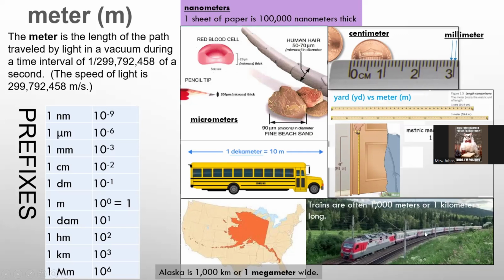A train is a long train. You wait at the train crossing and you have to wait several minutes for the train to go all the way across, so the little levers are raised up and you can cross. So trains are often 1,000 meters or 1 kilometer long. And the state of Alaska is approximately 1 megameter wide. So a kilometer is 1,000 meters. A megameter is 1,000,000 meters.